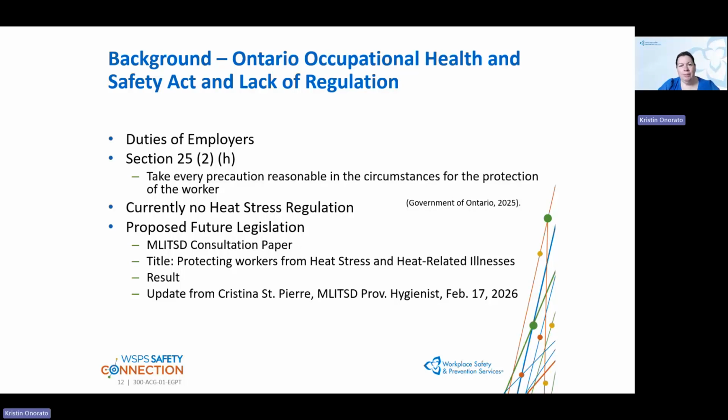We have been talking about proposed legislation for quite a while here in Ontario. I think it's been about 2 years or so that proposed legislation has been discussed around heat stress, at least for Ontario provincially. There was a consultation paper that came out called Protecting Workers from Heat Stress and Heat-Related Illnesses. It went for public opinion. It's gone through first reading. It's been sent out for second reading.